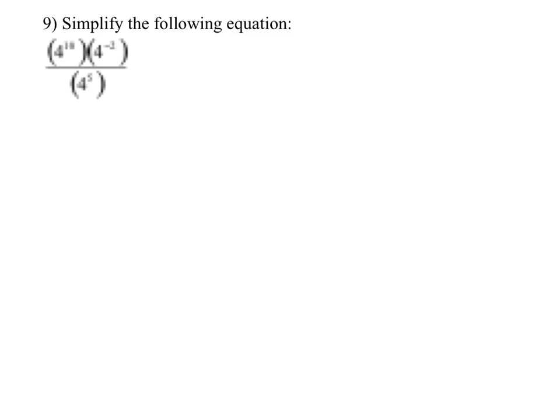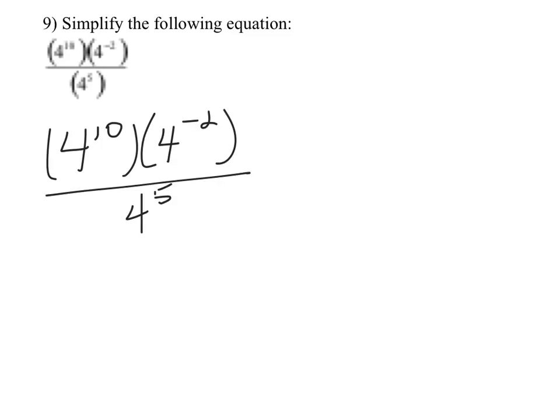Okay, for question number 9, I've rewritten the problem so we can read it. We have 4 to the 10th times 4 to the negative 2 over 4 to the 5th. All right, the first thing I'm going to do is simplify the numerator. So 4 to the 10th times 4 to the negative 2 is just 4 to the 8th power. So I just add these exponents together, I get an 8.